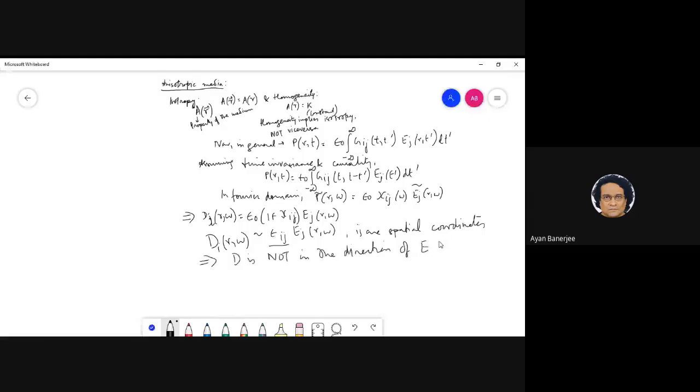Also, very crucial, and extremely important: the polarization direction is something which is different from that.